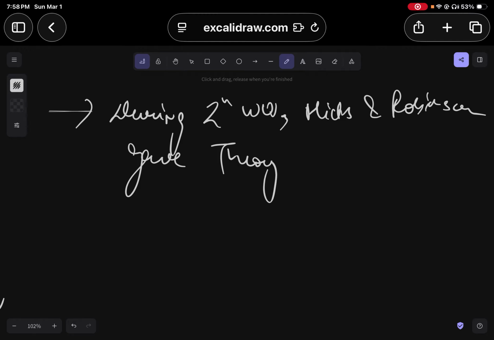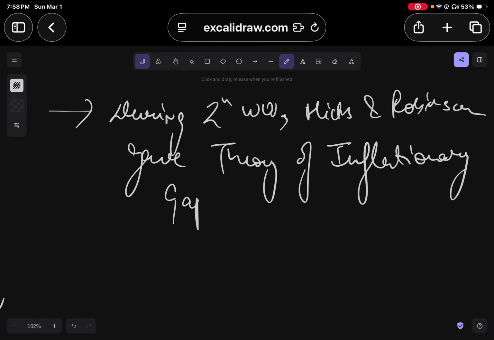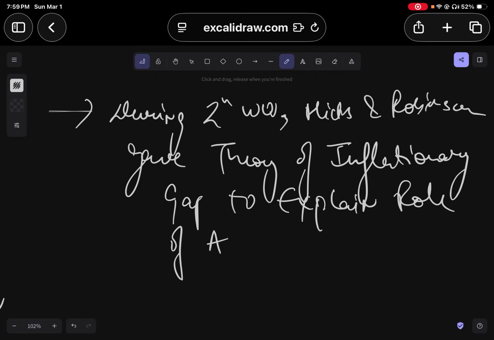Theory of inflationary gap to explain the role of AD and policy making. V.K.R.V. Rao's criticism on Keynes was that YF can shift.